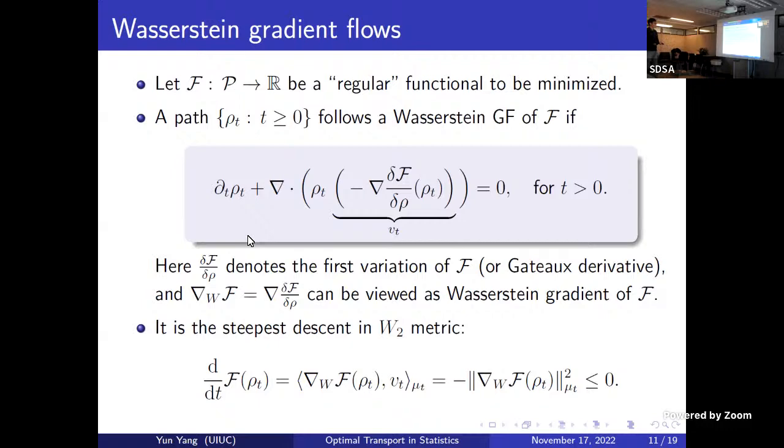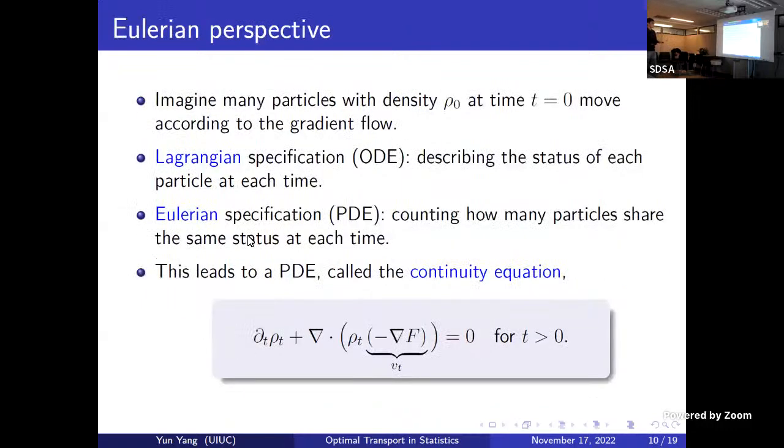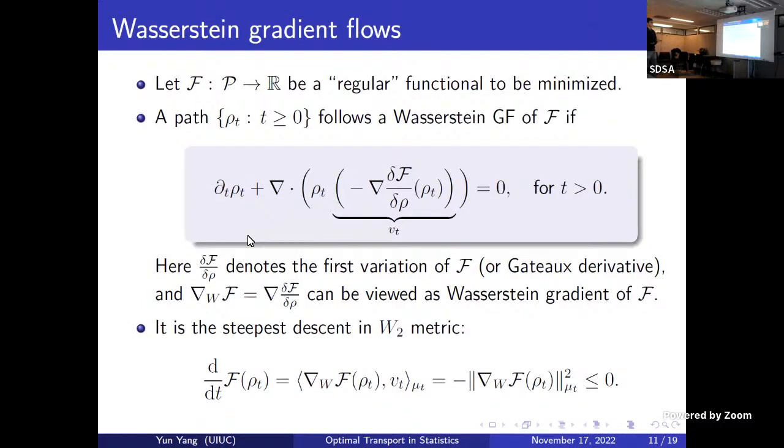But the only difference is we have a different velocity. Now it's not a gradient, but takes this form. So it's a gradient of, here, say we have some functional that we want to minimize. And then we can define its functional derivative, which is called the first variation, or you can think of the derivative in the usual functional sense. Then we take the gradient of this particular first variation. So this leads to the velocity in the Wasserstein case.